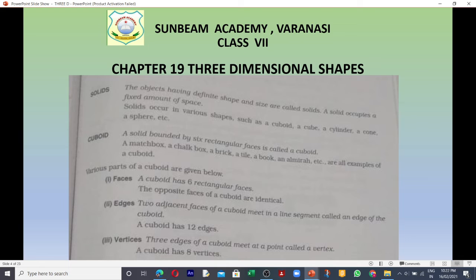So same as you have seen in cube, same structure is of cuboid. The only thing is that the length, breadth and height of cuboid are not the same. But it will have the same number of faces, that is 6 as in cube, same number of edges, that is 12, and same number of vertices, that is 8. Same as cube. Only thing is that the cuboid faces will not be of the same shapes.